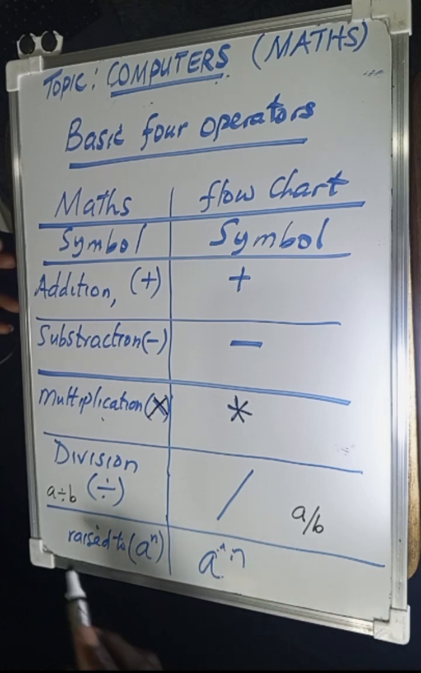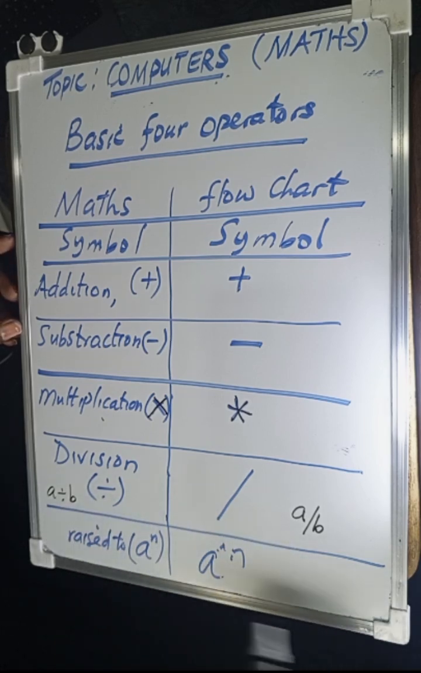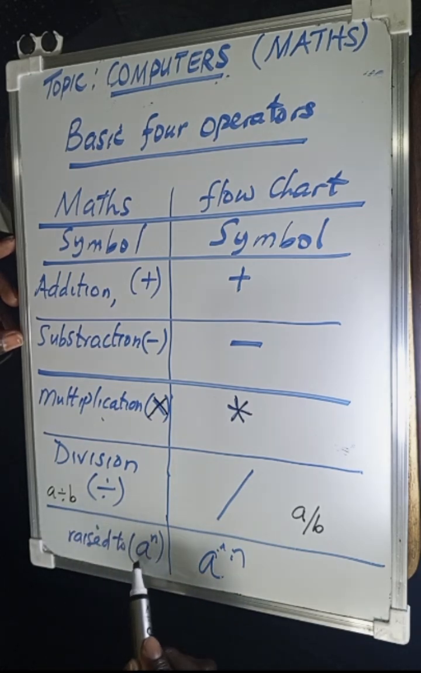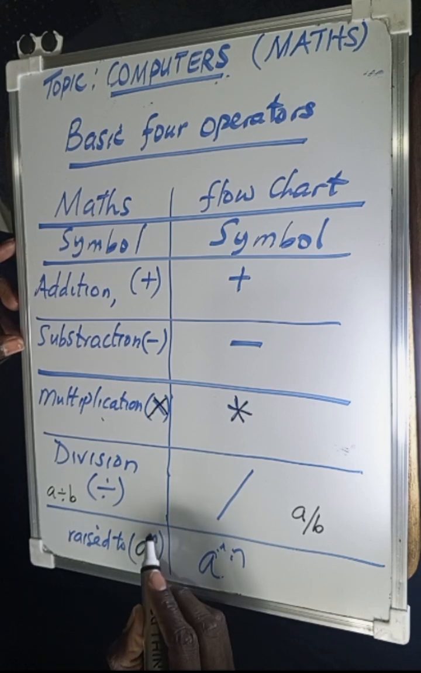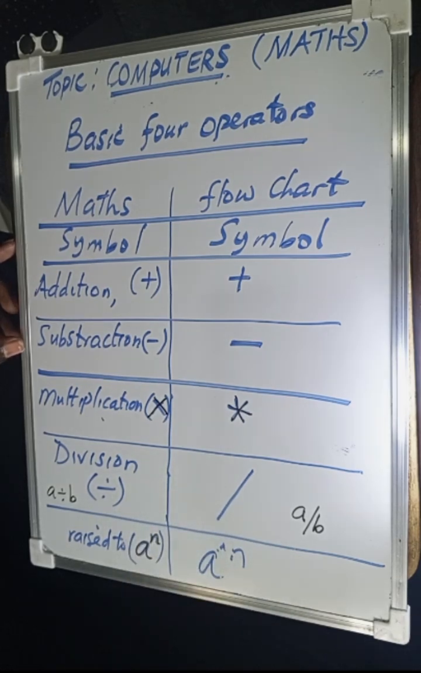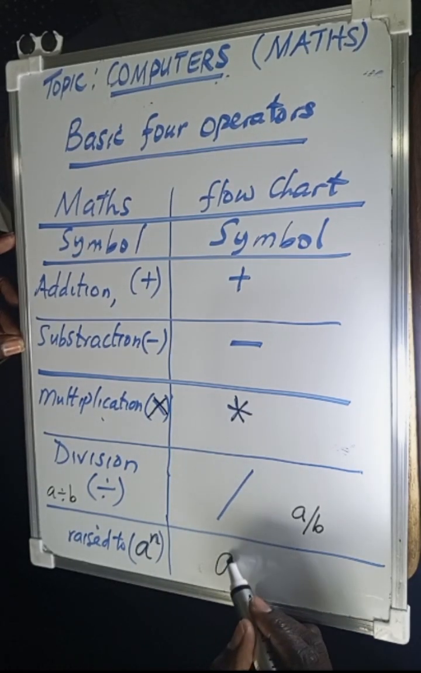Another example that I can give you is maybe you have got a base raised to an index. For example, you have got A raised to the power n. This is the way we may normally write it, but under what we are calling a flowchart, we can write that as A raised to the power n.